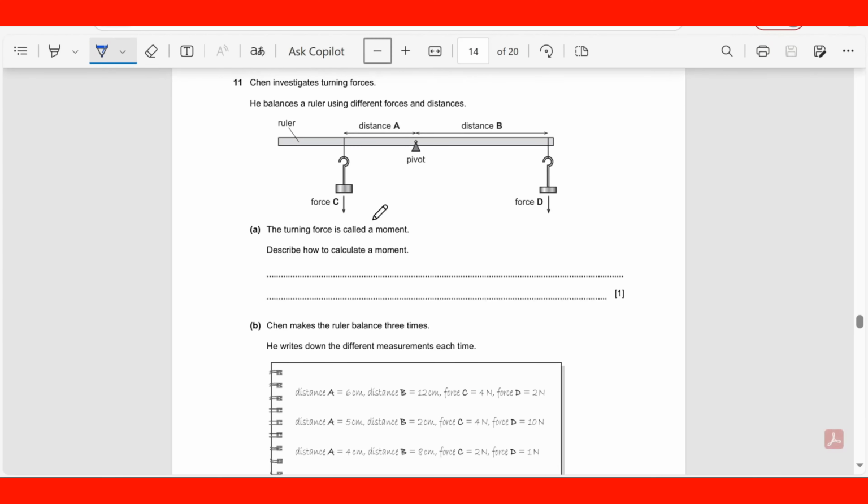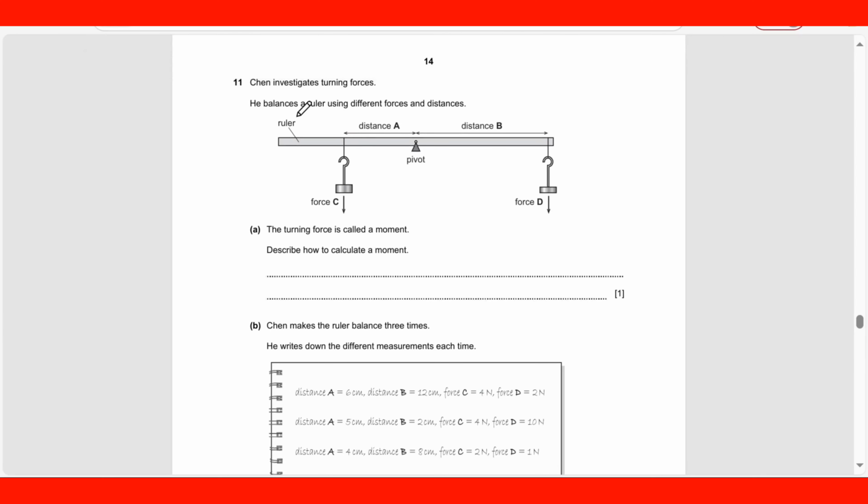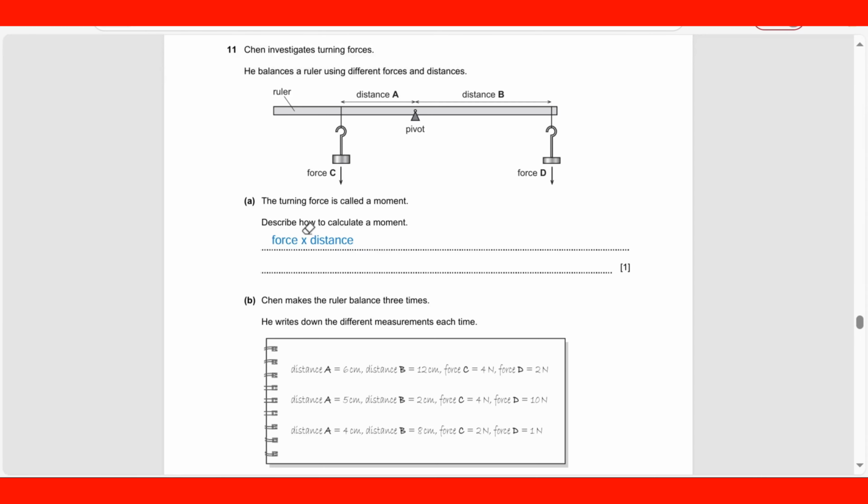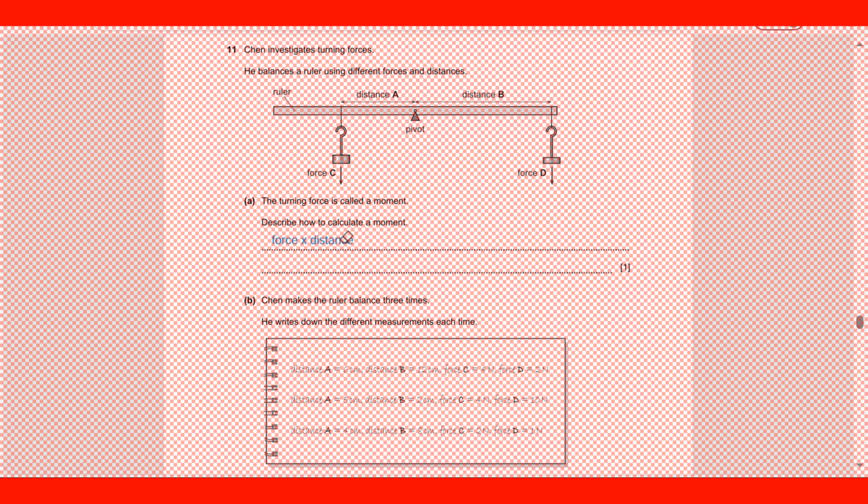Question 11. Chan investigates turning forces. He balances a ruler using different forces and distances. Ruler, distance A, distance B, and this is the pivot. So this is force C and force D. A, the turning force is called a moment. Describe how to calculate a moment. Well, moment is force times distance. That should be correct. Let's move on to question B.